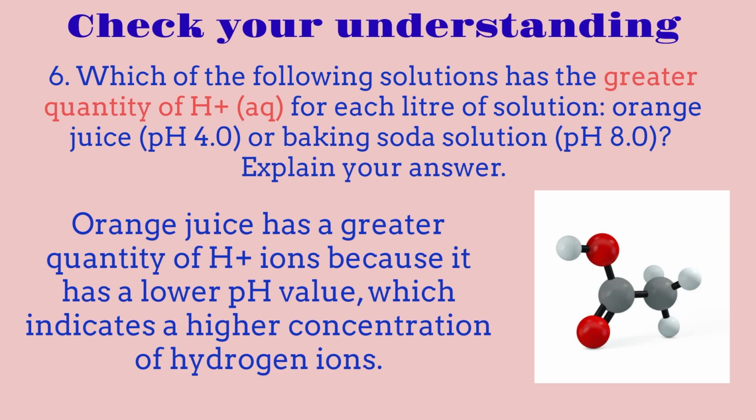Orange juice has a greater quantity of H+ ions because it has a lower pH value, which indicates a higher concentration of hydrogen ions. So this summarizes question number 6.